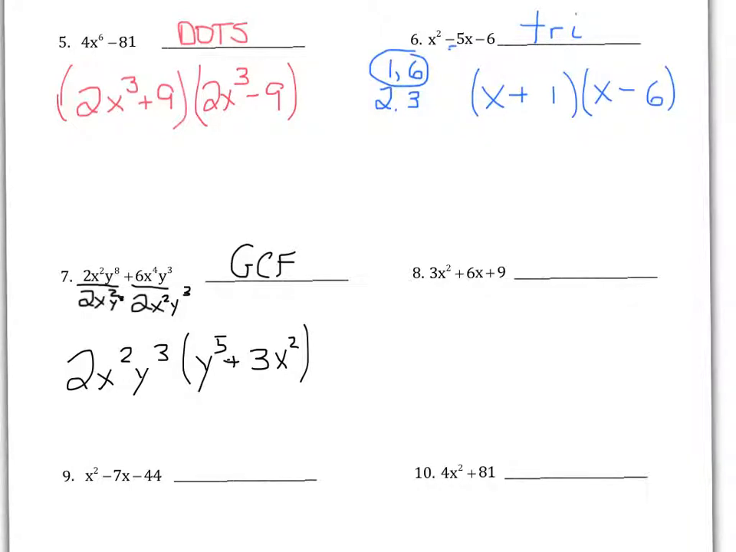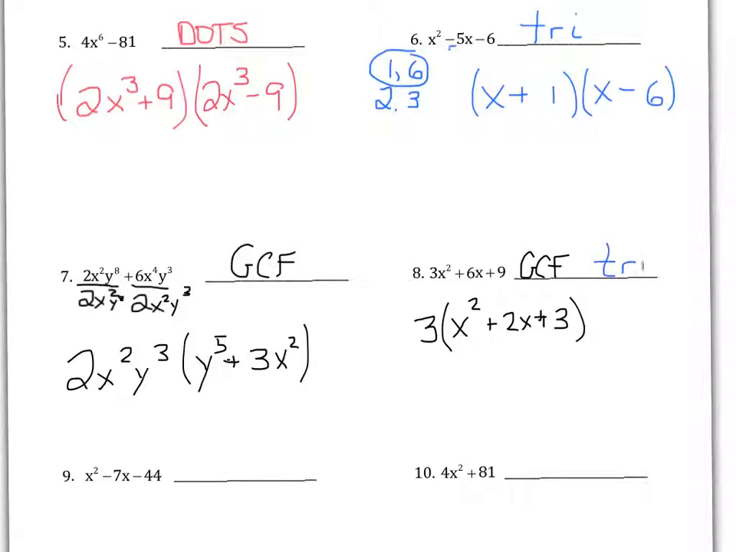Number 8 is a trinomial, but the first thing I see is that every coefficient up there, 3 goes into. So not only is it maybe a trinomial, but we got to pull a GCF out. So that GCF is going to be 3. And then when I pull that 3 out, I'll have x squared plus 2x plus 3. So now there's a trinomial.